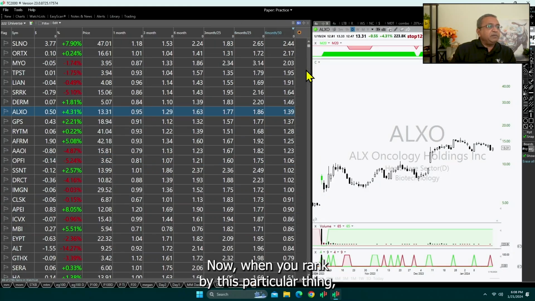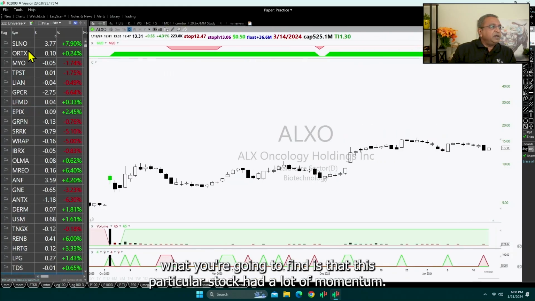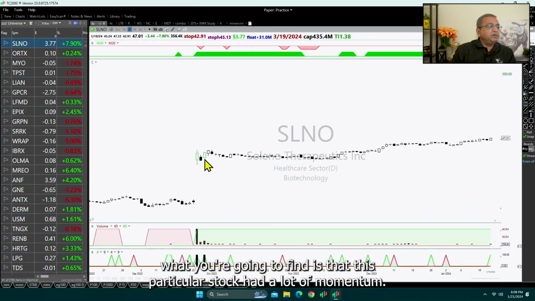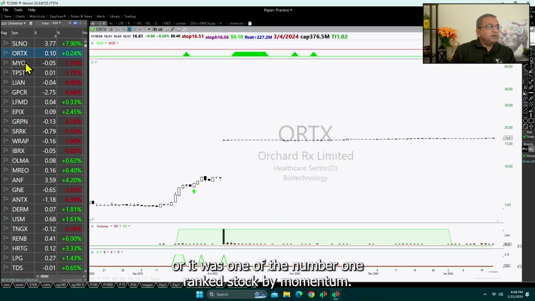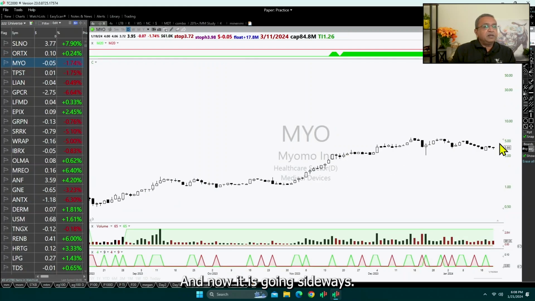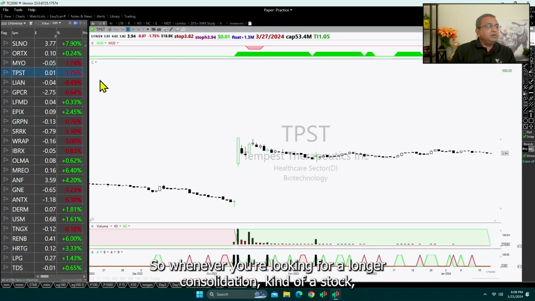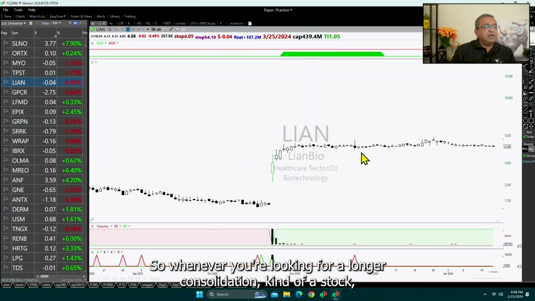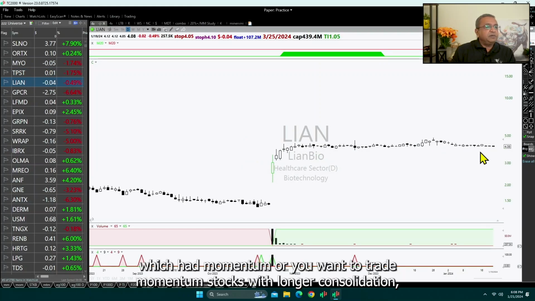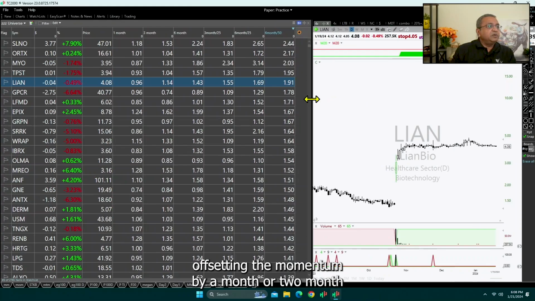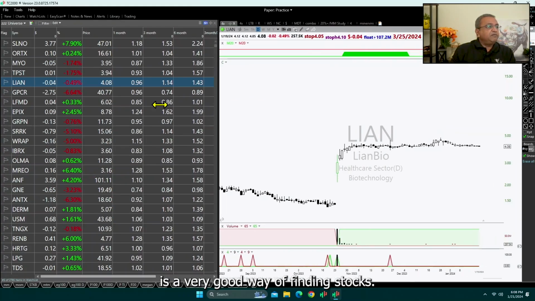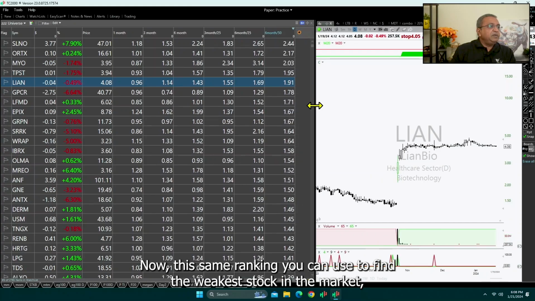Now when you rank by this particular thing, what you're going to find is that this particular stock had a lot of momentum 50 days ago, or 2 months ago, or it was one of the number one ranked stocks by momentum, and now it is going sideways. So whenever you're looking for longer consolidation in stocks which had momentum, or you want to trade momentum stocks with longer consolidation, offsetting the momentum by a month or 2 months is a very good way of finding stocks.